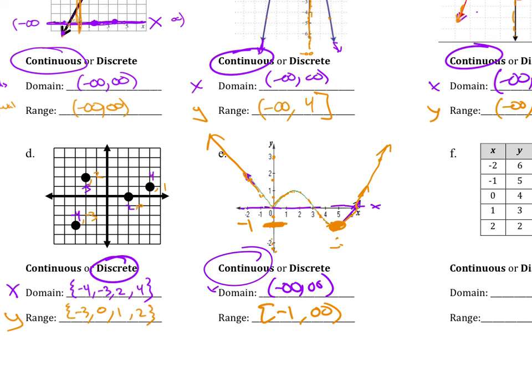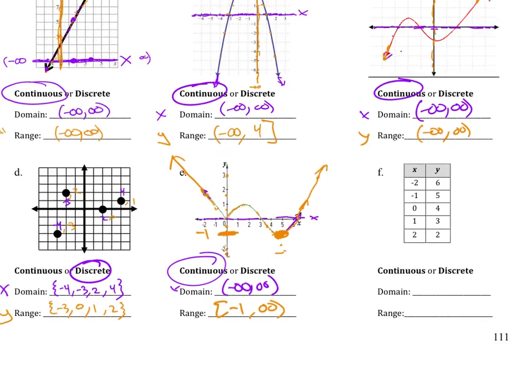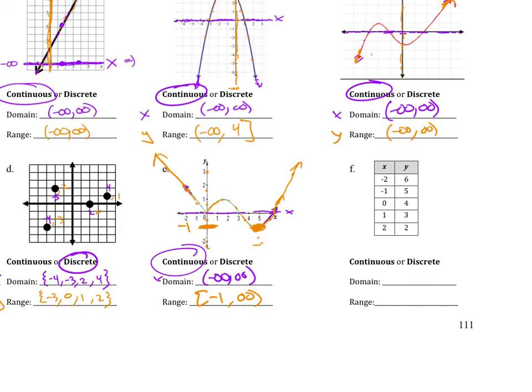All right. Problem F, real quick. Continuous or discrete? Well, that's separate points. If we were to graph it, we'd see that it was separate points. So for my domain, I just list the x's: -2, -1, 0, 1, 2. And for the range, we get 2, 3, 4, 5, 6. I like to go in order, smallest to biggest, left to right. 2, 3, 4, 5, 6.